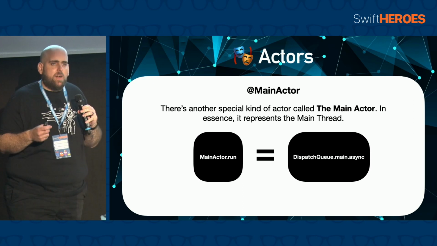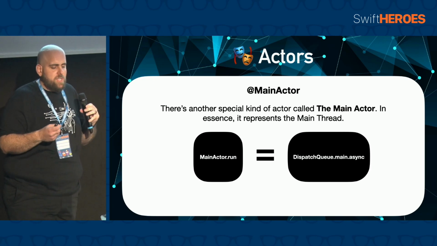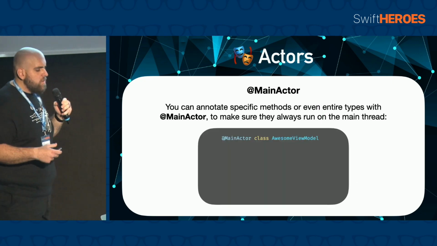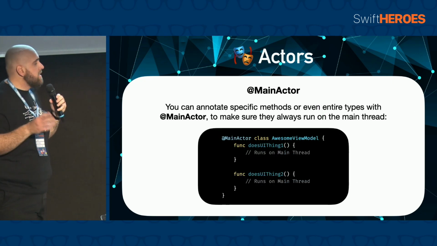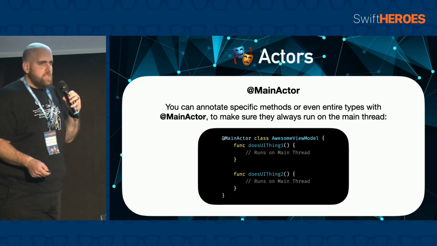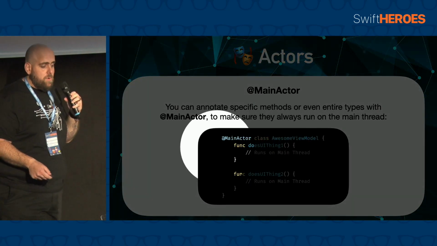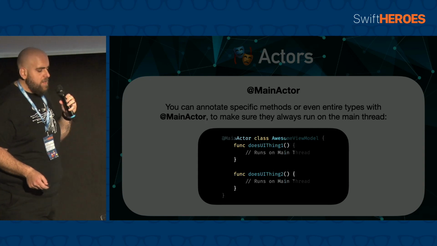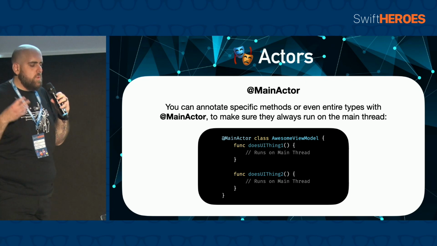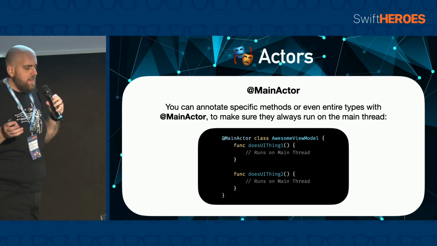So if we run stuff on the main actor, it is parallel to just doing dispatch queue.main.async. You can annotate an entire class type or even a specific function with @MainActor. It's very common for stuff like a view model or view controller. You can say all of these functions and all of the content of this class are isolated to the main actor or the main thread.